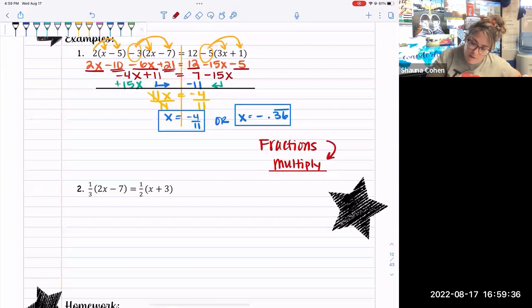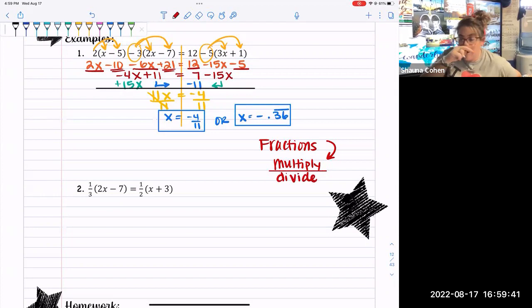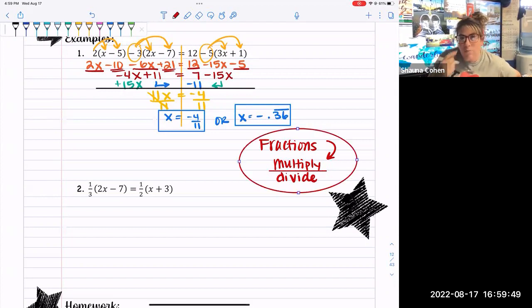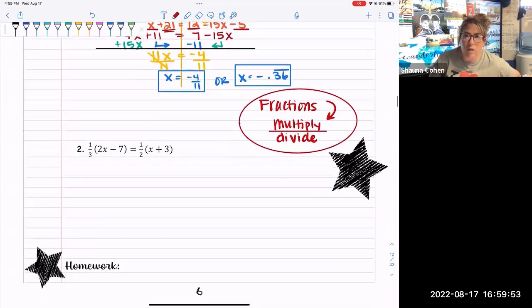The bottom number means divide. That's literally all a fraction is. You multiply the top, you divide by the bottom. Okay? You multiply the top, divide by the bottom. That's all fractions are. 1/2 means multiply by 1, divide by 2. So that's all that fractions mean.